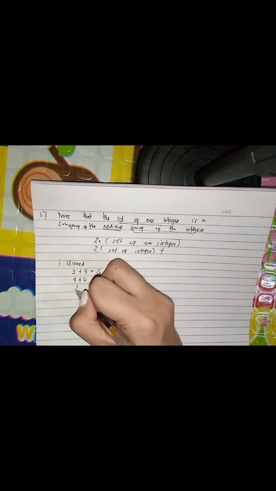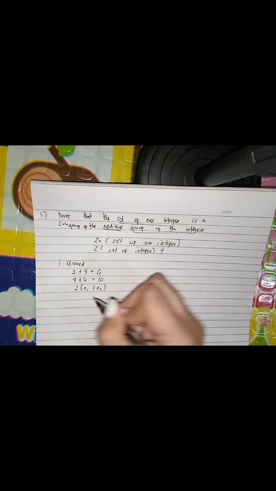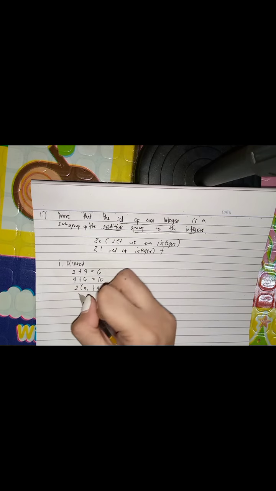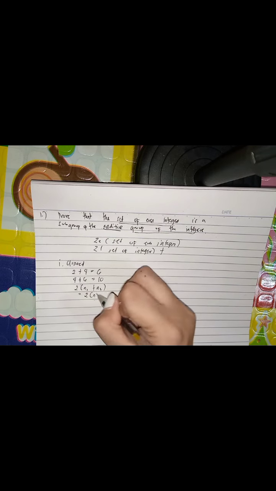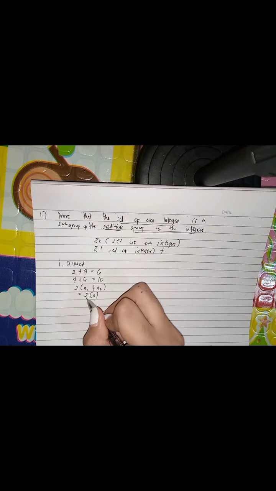So, dito magiging 2 times n sub 1 plus n sub 2. So, kapag nire-write natin to, magiging 2 times n. So, etong n natin, so eto siya. And then, etong 2 na nasa labas, siya yung even integer natin. So, proceed tayo sa associative.